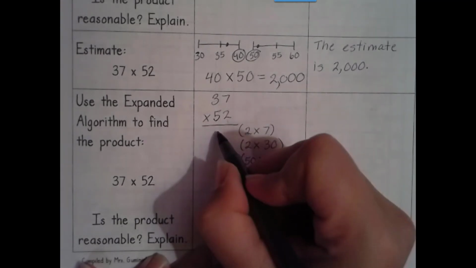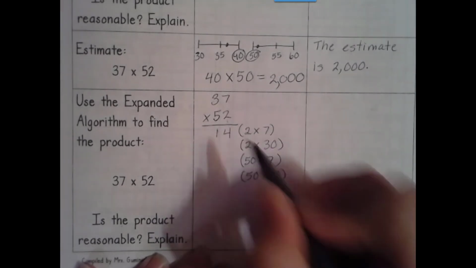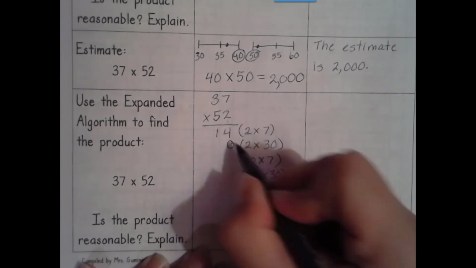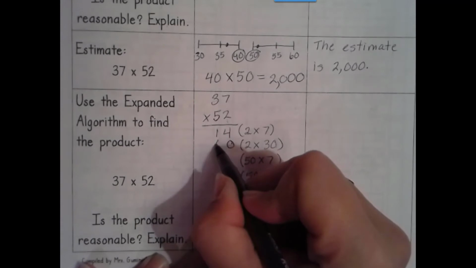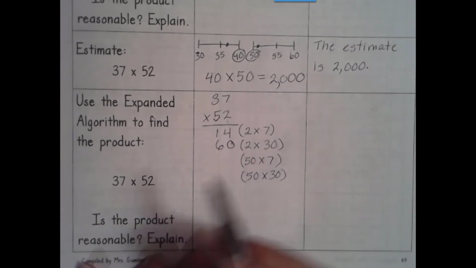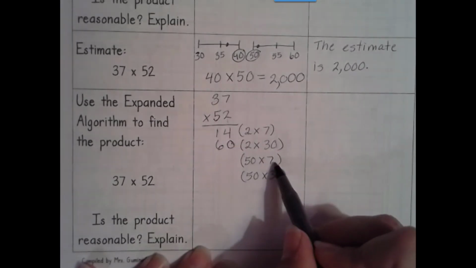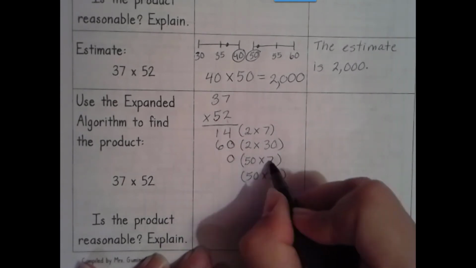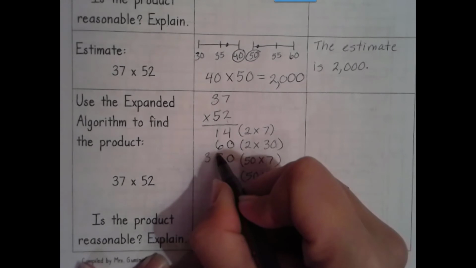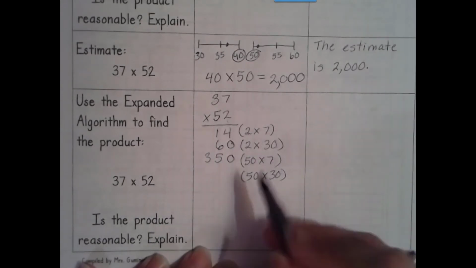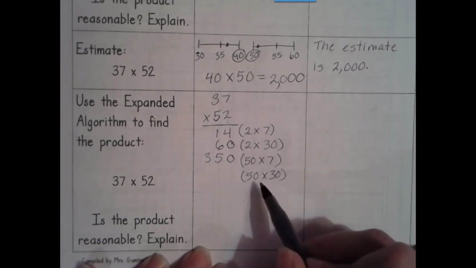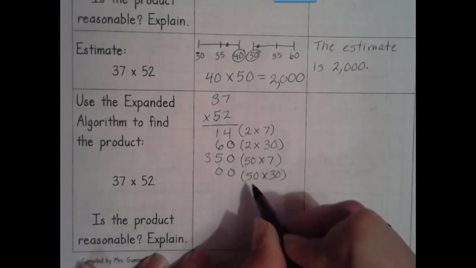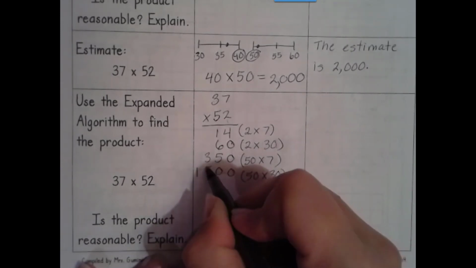2 times 7 is 14. 2 times 30, the placeholder moves it over a place. 2 times 3 is 6. 50 times 70, placeholder moves it over a place. 5 times 7 is 35. 50 times 30, I have 2 placeholders, moves it over 1, 2 places. 5 times 3 is 15.